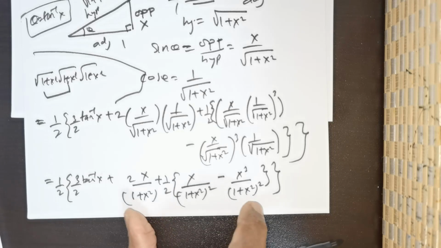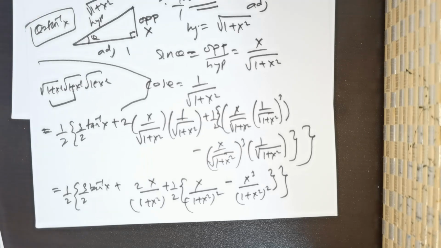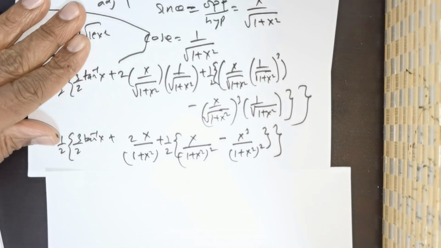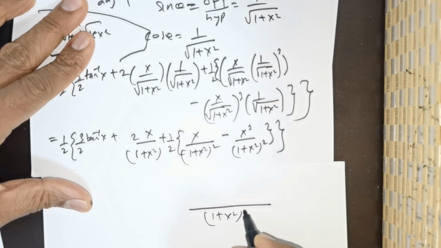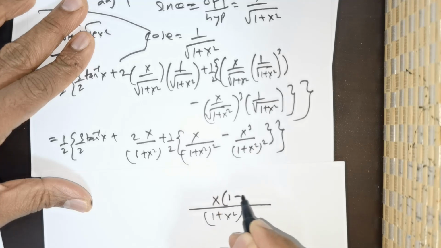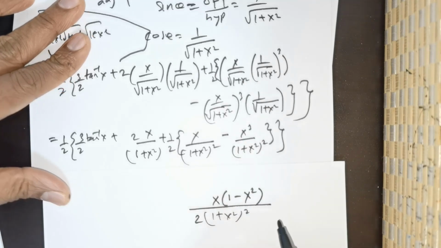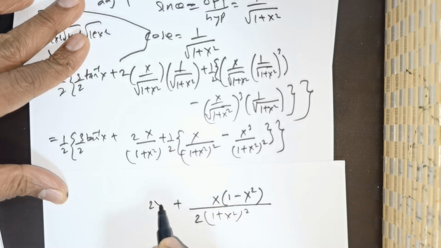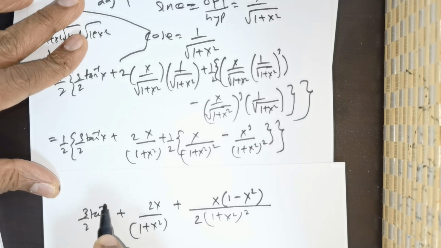And of course, all of these things can be simplified. You can simplify these two together and you can rewrite it. Let me get another sheet of paper and show you that. Okay, so I can simplify this. So this is 1 plus x squared whole squared. This is going to be x minus x cubed, so it's going to be x times 1 minus x squared. So this is going to be, and 2 can be just placed here, right, followed by 2 times x divided by 1 plus x squared, followed by 3 over 2 tan inverse of x.